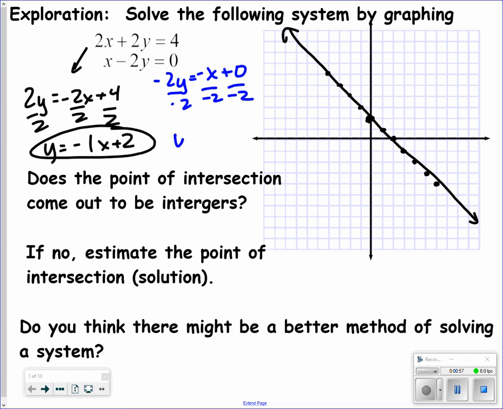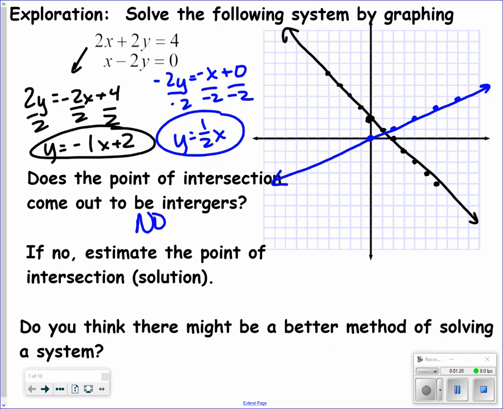This is a little bit harder, but you end up with y = 1/2 x + 0. So (0, 0) with an up 1 over 2. Well, wait a minute. This didn't happen in section 5.1. When I go to graph this, it doesn't cross exactly at a point. So does it cross at a point where there's integers? The answer to that question is no, it doesn't.